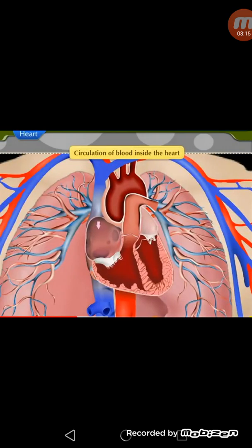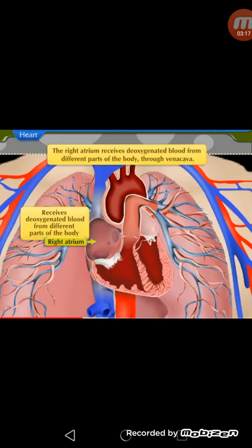Here is shown the circulation of blood inside the heart. Now, how does our human heart work? Here is shown the function of the human heart. Firstly, the right atrium receives deoxygenated blood from different parts of the body through the vena cava. As you can see in the diagram, there is shown the right atrium. This right atrium receives deoxygenated blood. Deoxygenated blood means which has a lesser amount of oxygen and more carbon dioxide.